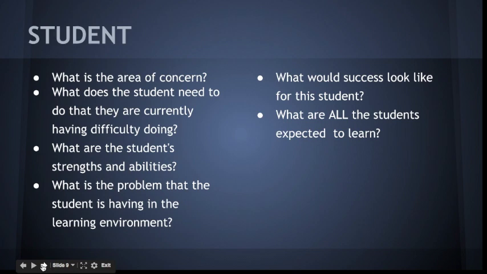What would success look like for this student? Remember, this is a reflection of the IEP, where maybe all students are writing 5-paragraph essays, but that's not the expectation for the student right now as far as the goal of the IEP. What are all the other students expected to learn? It should still have some tie-in with the curriculum and what is happening in the classroom, but we have to keep in mind that the student has their own goals, individual goals that they're working on.